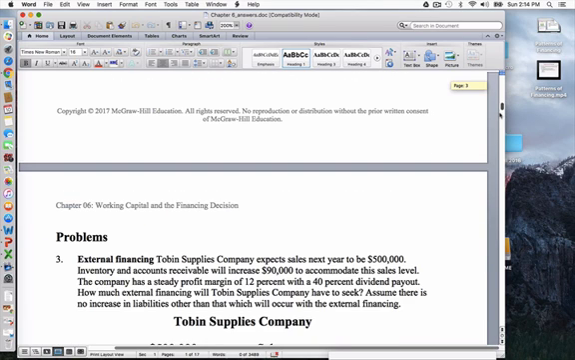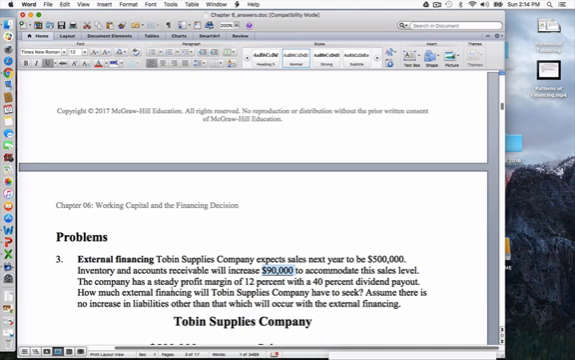So let's start with this one application, number 3, external financing. So this business wants to increase their sales up to 500,000 for next year. To be able to do that, they need an increase in inventory and accounts receivable of $90,000. Think about that as a financing need, kind of a cost to be able to expand your business growth to this level of sales. The company has a steady profit margin of 12% with 40% dividend payout. How much external financing do they need?